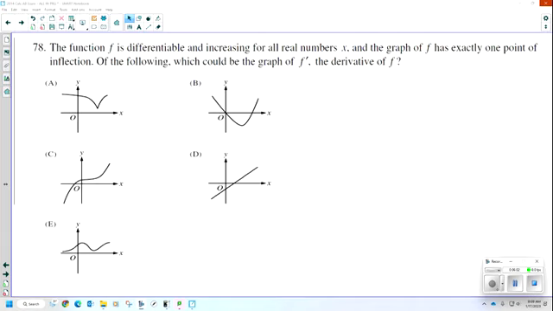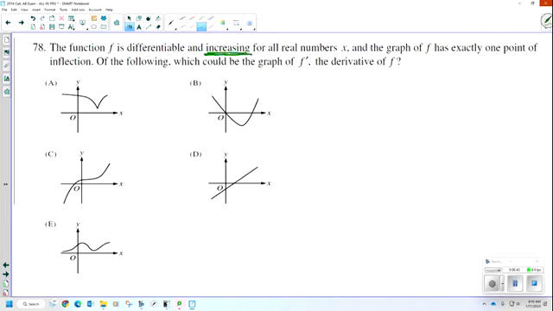So 78 reads, the function f is differentiable and increasing for all real numbers x. And the graph of f has exactly 1 point of inflection. Of the following, which could be the graph of f prime, the derivative of f? All right, so let's take a look here, and let's kind of interpret what they gave us in this problem, and that will absolutely help us choose a solution here. The first thing is f is differentiable and increasing.